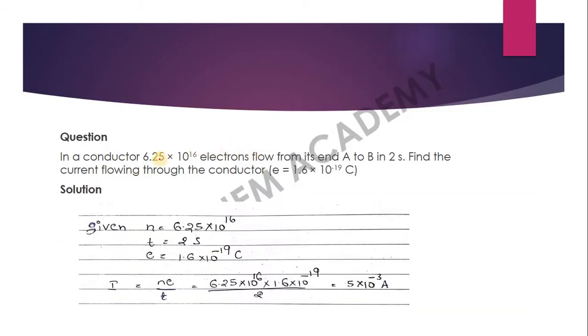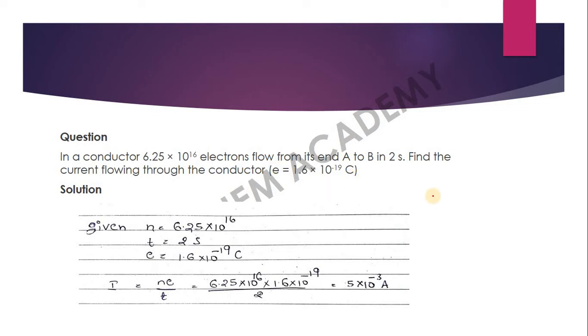The first question talks about, in a conductor, 6.25 into 10 power 16 electrons flow from its end A to end B in 2 seconds. Find the current flowing through the conductor, given e is equal to 1.6 into 10 power minus 19 coulombs. This question is very easy.